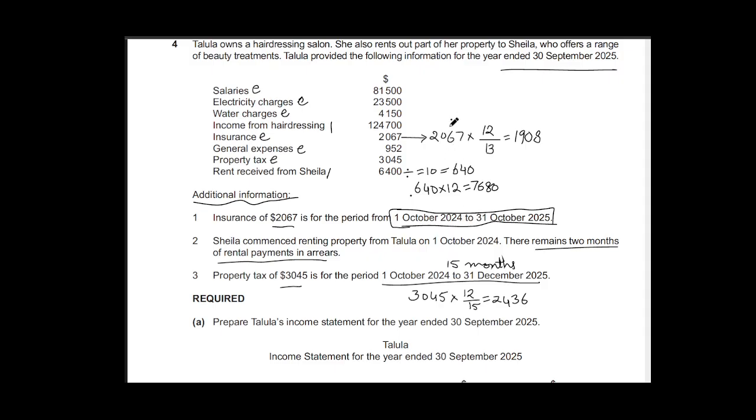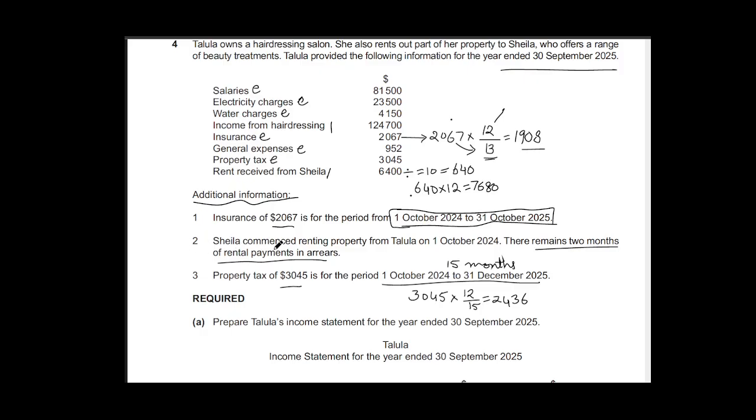What we will do, see here, we will multiply 2067 by 12 over 13. In the numerator 12 is the number of months of our financial year, and 13 is the total period for which this expense has been paid. So we will get 1908 dollars for 12 months, and the remaining expense is prepaid expense.